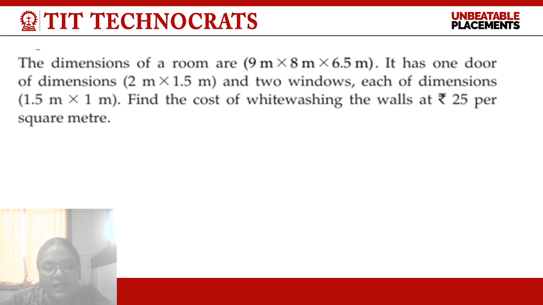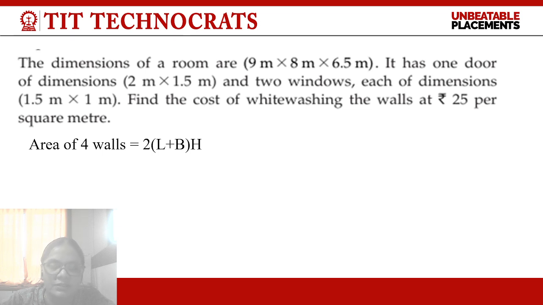As we know, we whitewash the four walls only. We don't whitewash the door and the windows. So first of all, we'll calculate the area of four walls. And we have the formula. Area of four walls is equivalent to the lateral surface area of a cuboid. So the area of four walls and the lateral surface area of a cuboid are the same. So area of four walls is equivalent to 2 times length plus width into height.